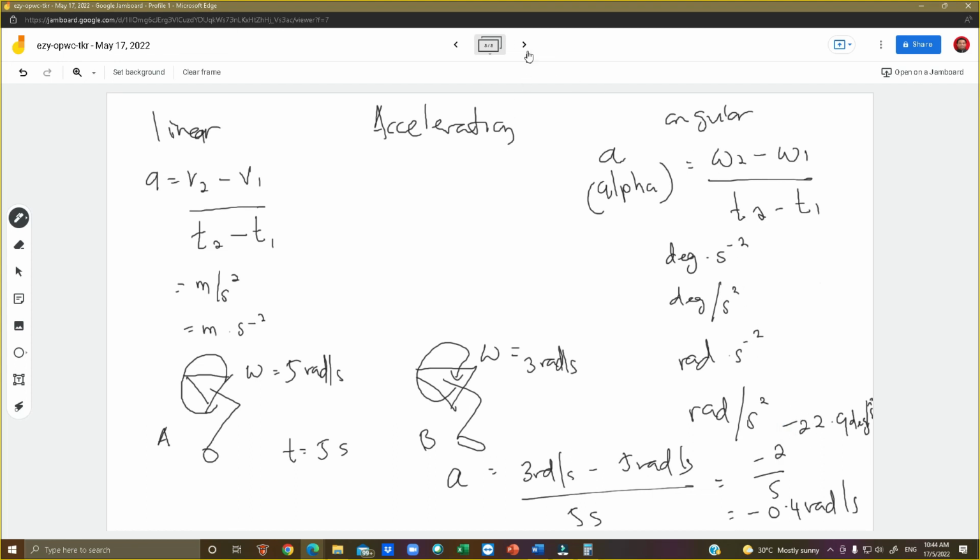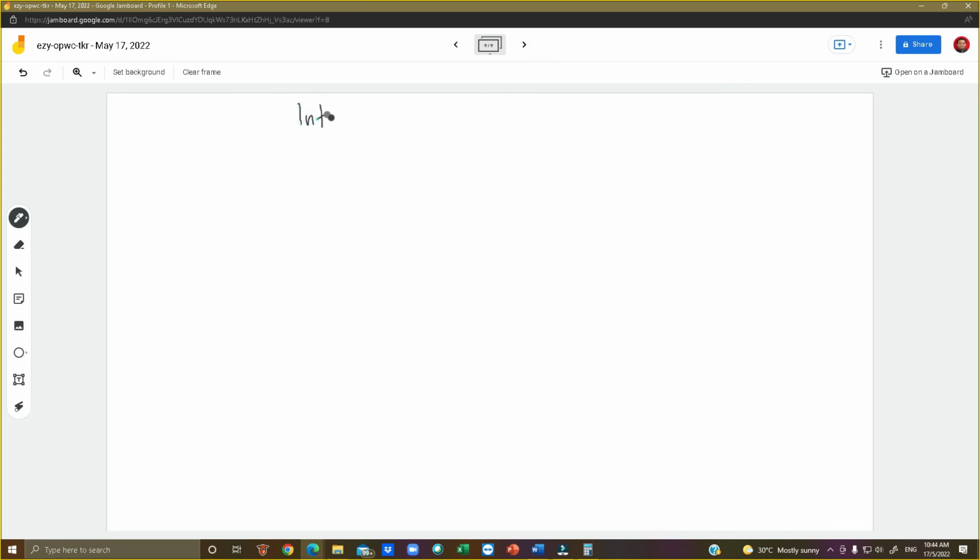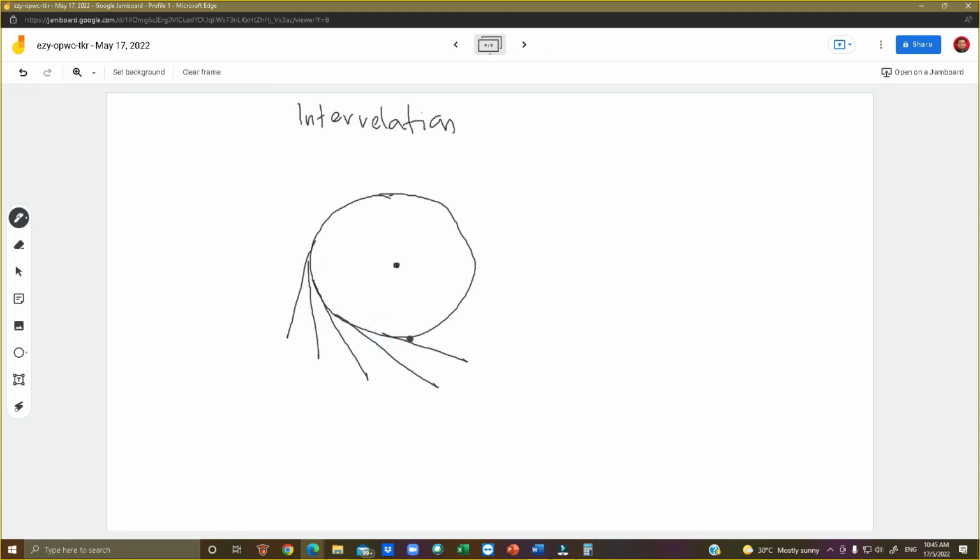Okay, now when we try to have interrelation between linear and angular acceleration, you need to know this thing first. In angular case, there are two linear accelerations occurring simultaneously. In order for you to get this angular acceleration, there are two linear accelerations occurring simultaneously. One is acceleration at the surface. Contoh macam ni kan, surface ni, setiap bahagian surface ni, there are accelerations outwards.